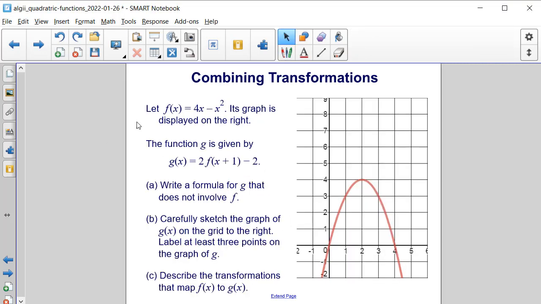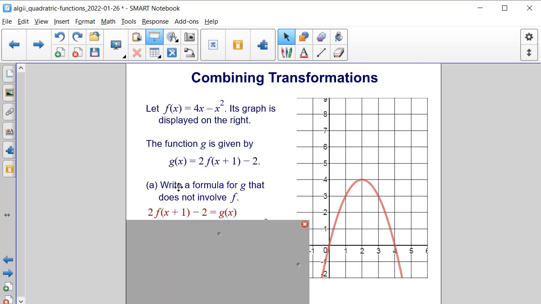Let's try another example. Let f of x be equal to 4x minus x squared. Its graph is displayed over here to the right. The function g is given by g of x is equal to 2 times f of (x plus 1), and then minus 2 at the end. First, write a formula for g that does not involve f. Then carefully sketch the graph of g in the coordinate plane or grid to the right. Label at least 3 points on the graph of g. And then lastly, describe the transformations that map f of x to g of x.